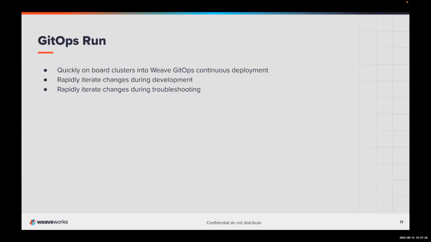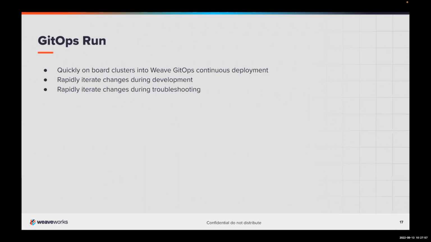So what is GitOps Run? It's going to allow you to very quickly get your existing cluster, get Weave GitOps installed on that, and get that up and running. But also, the main use case is being able to rapidly iterate on changes. In the regular GitOps way, we make a change, we commit it, we push it, directly or via a PR depending on Git permissions. So that all takes a little while.